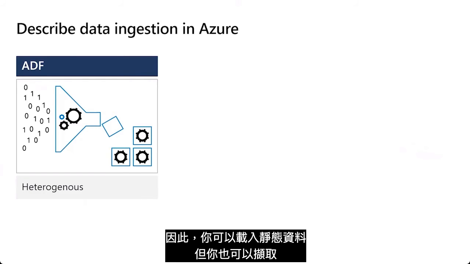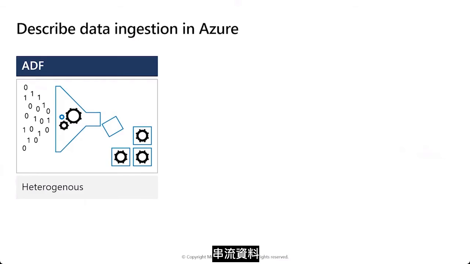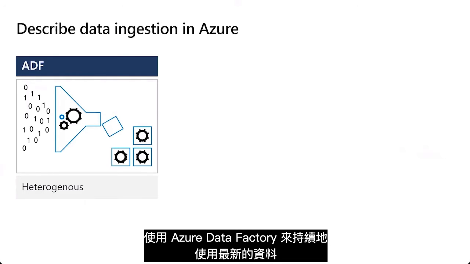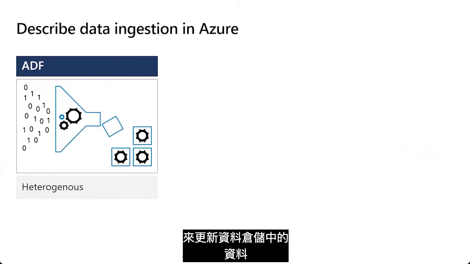Data Factory contains a series of interconnected systems that provide a complete end-to-end platform for data engineers. You can load static data, but you can also ingest streaming data. Loading data from a stream offers real-time solutions for data that arrives quickly or that changes rapidly. Using streaming, you can use Azure Data Factory to continuously update the information in the data warehouse with the latest data.